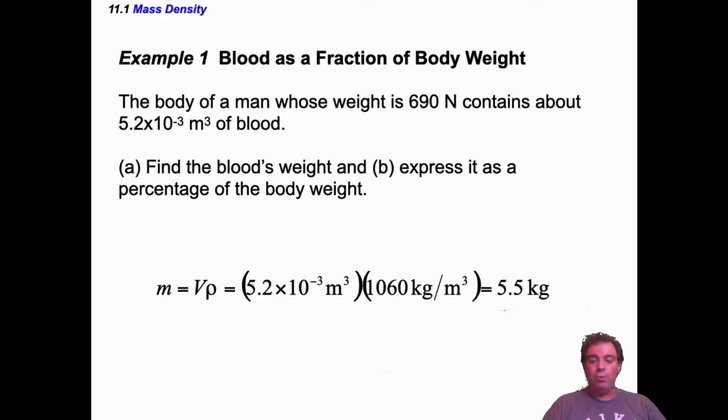So let's do our first problem. It says, the body of a man whose weight is 690 newtons contains about 5.2 times 10 to the negative 3 meters cubed of blood. So what are they doing here? They are giving us the volume, and they're asking us for weight.